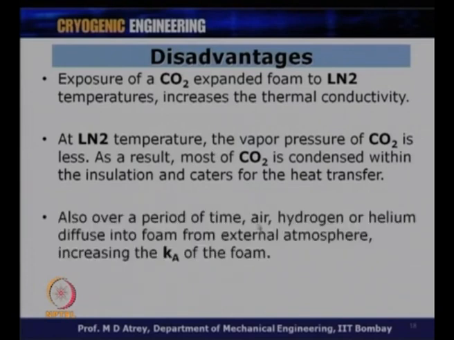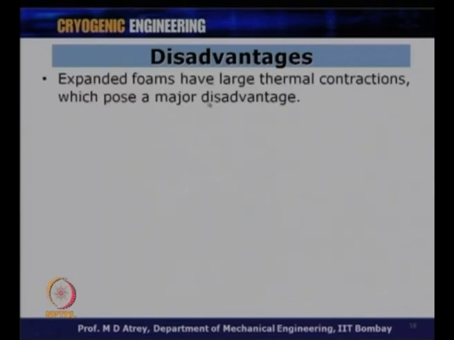Also, over a period of time, you can find that air, hydrogen, and ambient gases would rush inside and diffuse into the foam from the external atmosphere, increasing the Ka of the foam. So this is also one of the very important disadvantages of foam. Expanded foams have large thermal contraction, and this is very important for cryogenic temperatures. The foam will contract, and they will pose a major disadvantage over here.